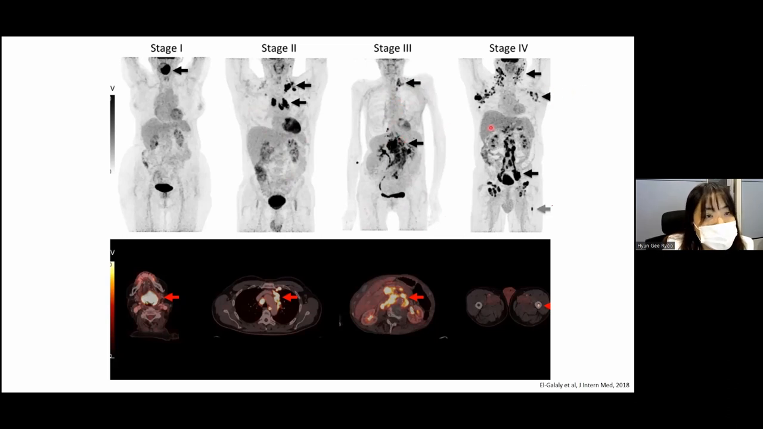And this patient has lymphoma involvement in lymph nodes on both sides of the diaphragm. This patient also has involvement in the bone marrow. So this patient can be classified as stage four lymphoma because this patient has extralymphatic involvement.